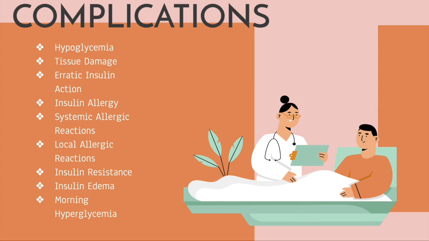So the treatment for these reactions is desensitization with small doses of insulin given in gradually increasing amounts, associated also with generalized edema of anaphylaxis. Next complication is insulin resistance. This term is applied to those patients who require in excess of 200 units of insulin per day to achieve normal glycemia.